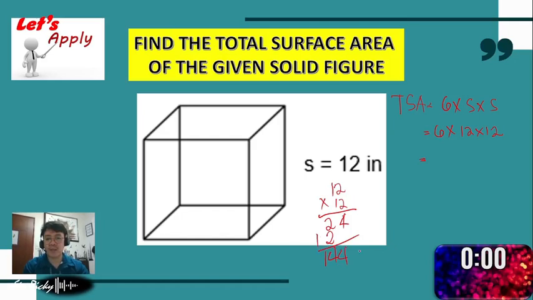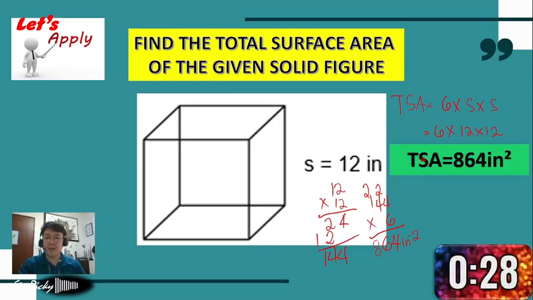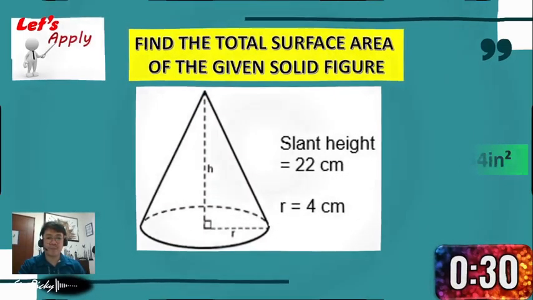Then let's multiply it by 6. 144 times 6. 4 times 6 is 24. 4 times 6 is 24 plus 2 is 26. 1 times 6 is 6 plus 2 is 8. The given unit is inches, so we put the square on the inches, and we read it as 864 square inches. So the answer is 864 square inches. Now let's go to the second one.